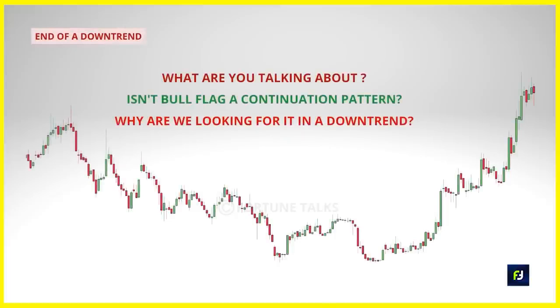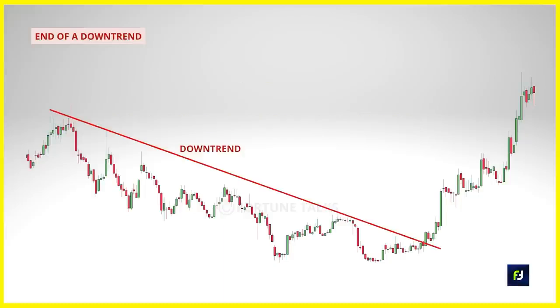Now if you are probably thinking, what the hell is this dude talking about? Just a few minutes ago, you said that bull flag is a trend continuation pattern. Now why are we looking for it in a downtrend? Yes, there is no denying that the bull flag is indeed a trend continuation pattern. But what if I tell you that there is a way you can profit by using the bull flag as a trend continuation pattern even in a downtrend? This method has to do with the market structure. If you don't know about the market structure, you can watch it from my price action playlist. It's a rather simple method.